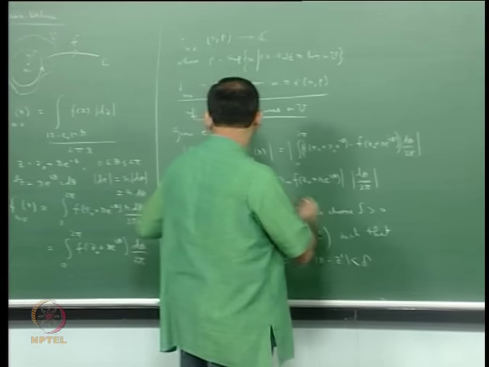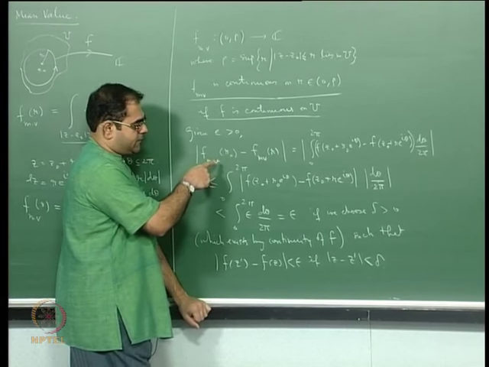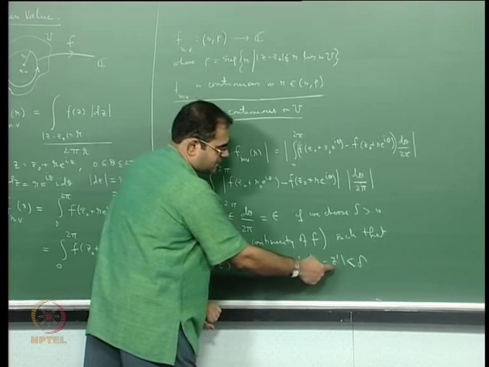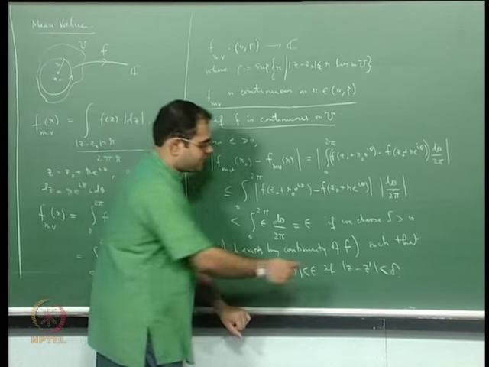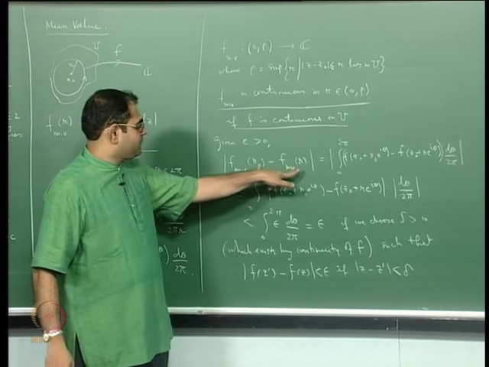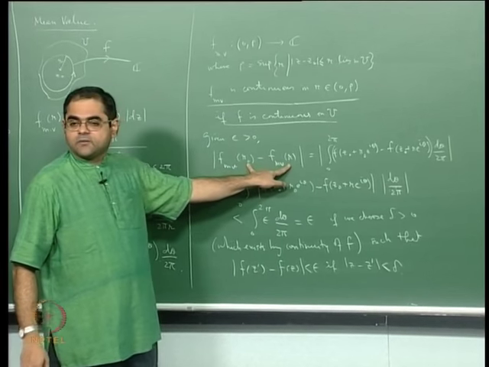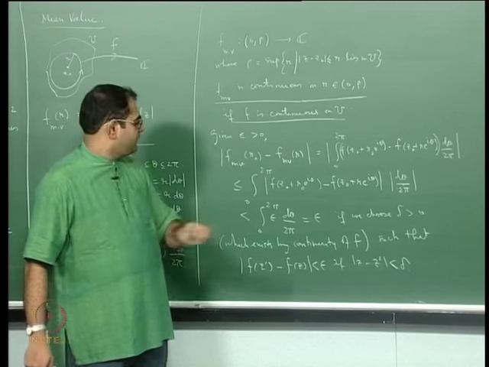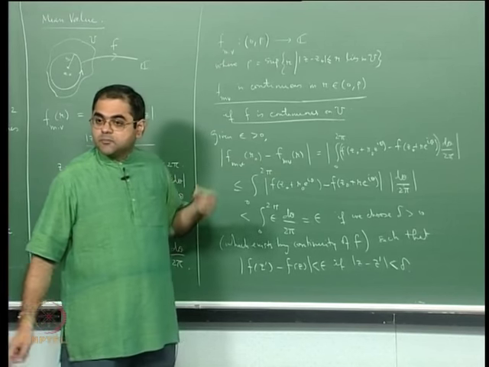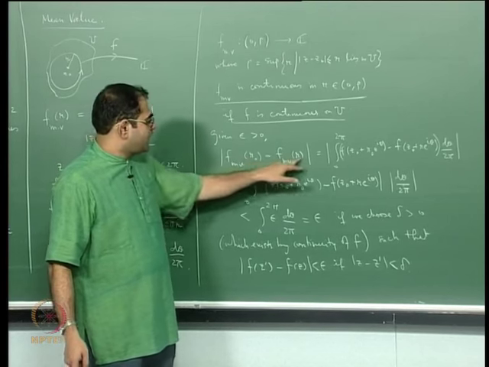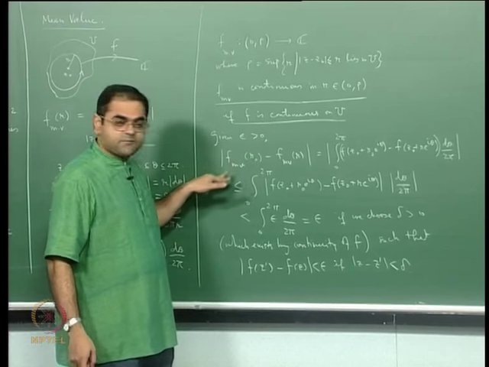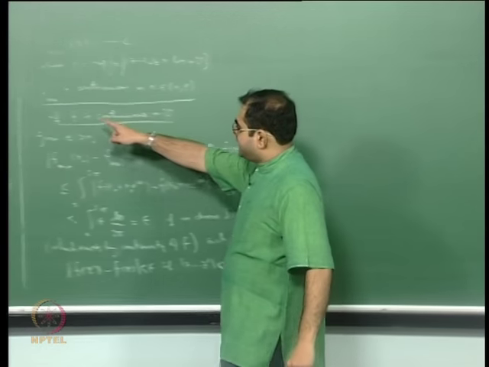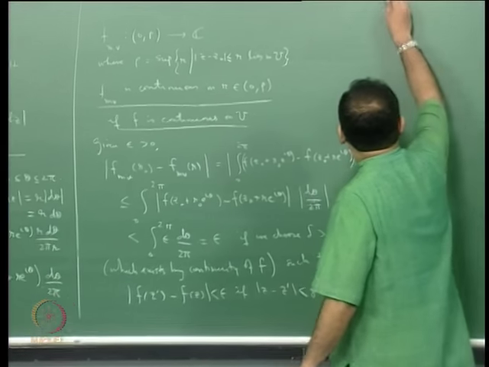And what does this calculation tell you? z is lying on a circle of radius r, z prime is lying on a circle of radius r naught, and the fact that this distance can be made less than delta means that you are bringing r naught and r close. So the moral of the story is that if you bring r naught and r close, then f MV r naught and f MV r come close. So that will tell you that if r tends to r naught, then f MV r tends to f MV r naught, which means that f MV is a continuous function of r. So this tells you that f sub MV, the mean value function, is a continuous function of r.